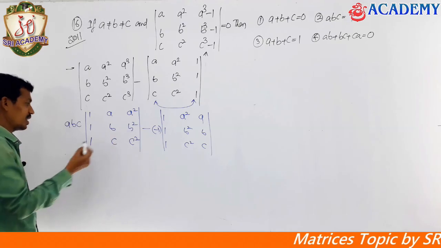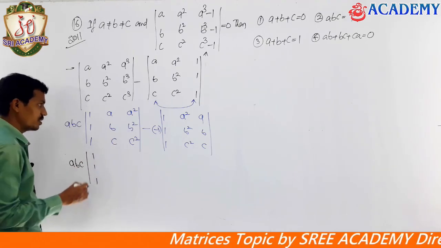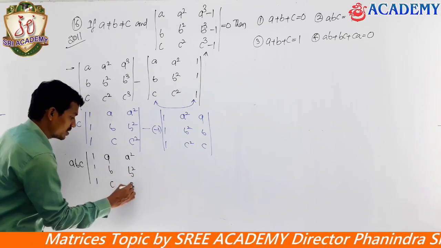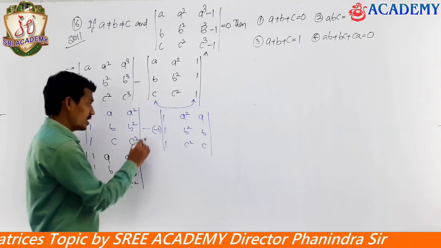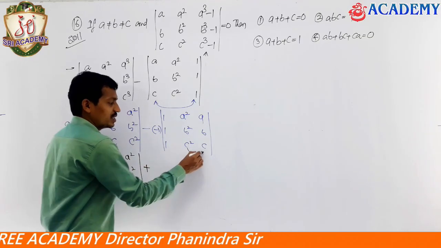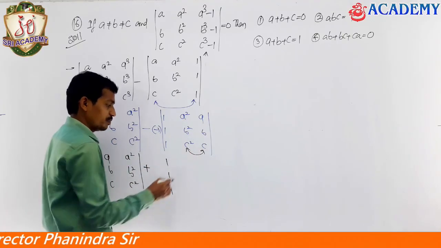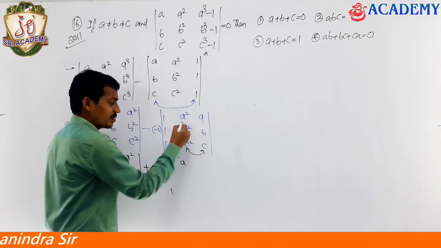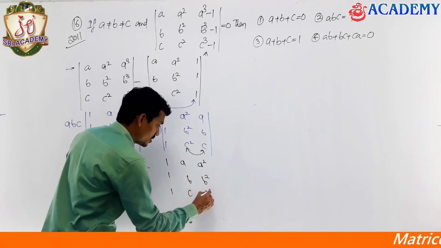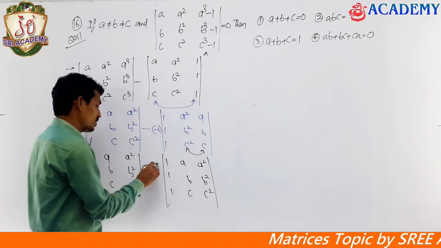Once again I am writing here only ABC, 1 1 1, ABC, A square, B square, C square, already minus into minus plus. Here I am interchanging these 2 rows, that is 1 1 1. In place of A square we have to write A, B, C, A square, B square, C square. But when we interchange, we have to multiply with minus.